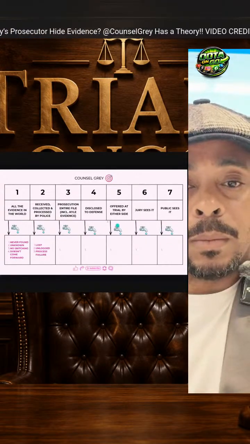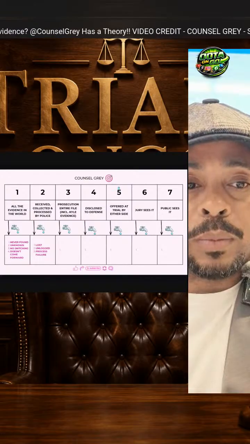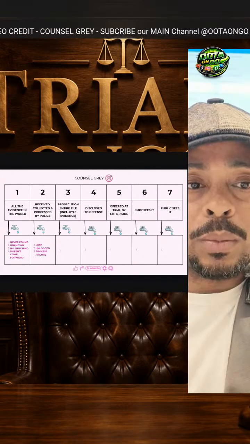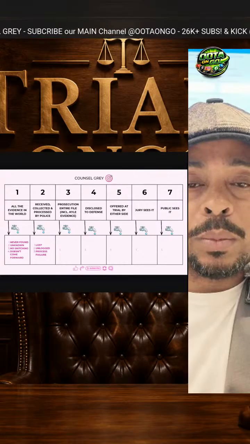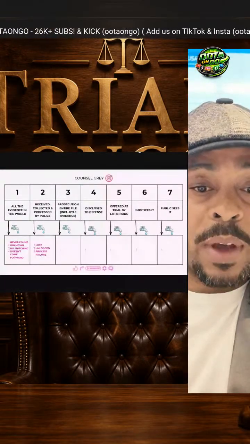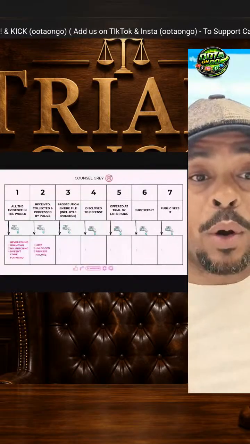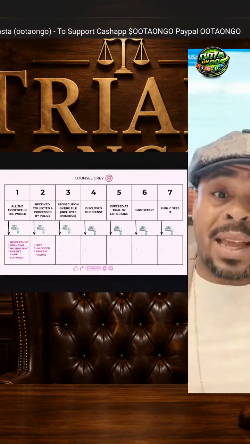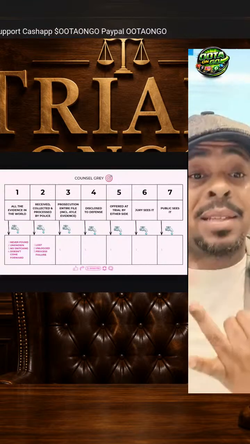Okay, so here's the second thing, right? When we talk about evidence that is actually received and collected and processed, we still lose some of that evidence. So this is the second section that we're going through, the evidence that's collected by the police. Now, this is where mistakes can happen. Evidence can be misplaced, mislabeled, or never logged correctly.